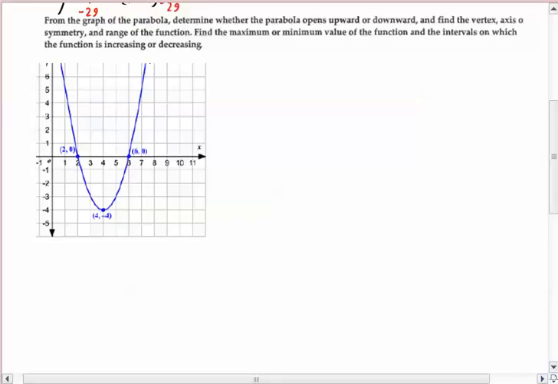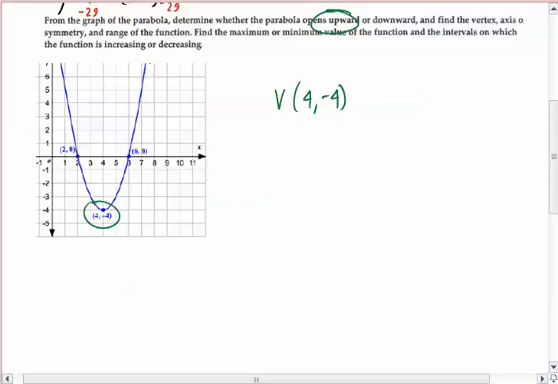It says, from the graph of the parabola, determine whether the parabola opens upward or downward. That's almost an insult, right? It definitely opens upward. Find the vertex. Well, that's pretty simple. Let's do that. The vertex is (4, -4).